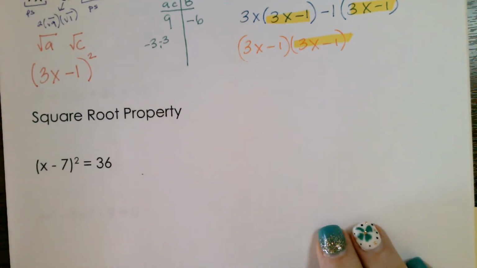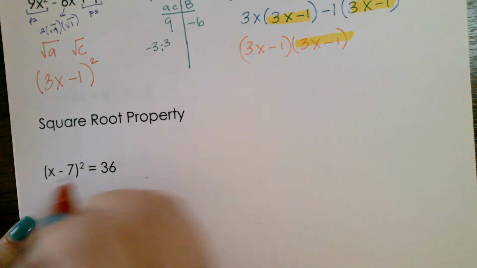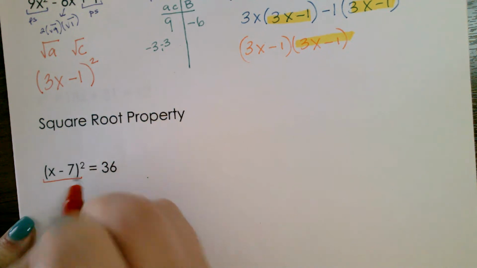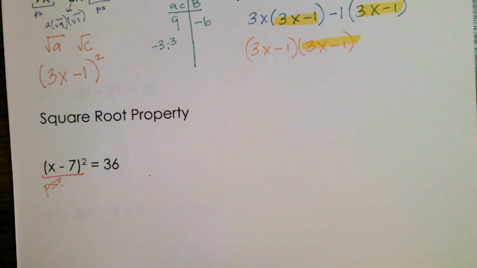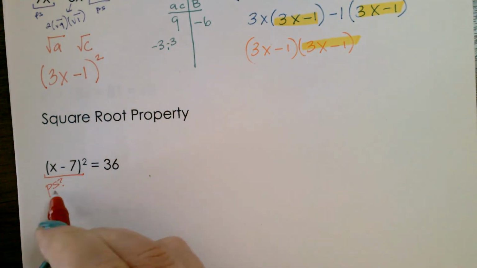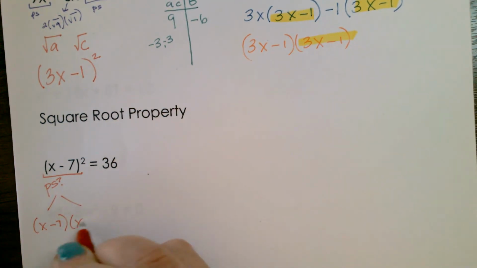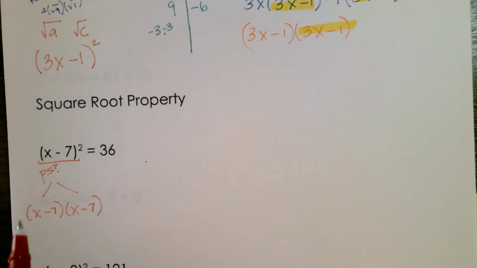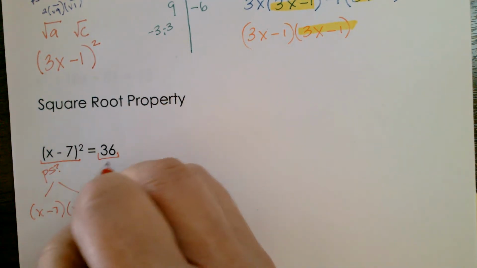Now we're going to finish the section working with the square root property. Notice that this part right here is already factored, but my question would be, is that a perfect square? I think it is, because we discussed how that would really be x minus 7 times x minus 7. So anything times itself is a perfect square. Is 36 a perfect square?